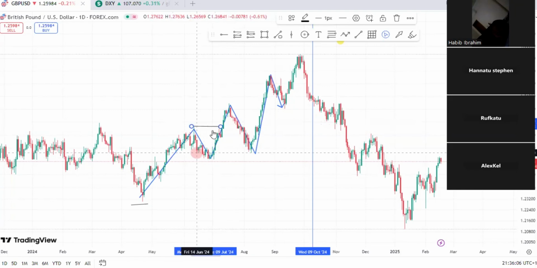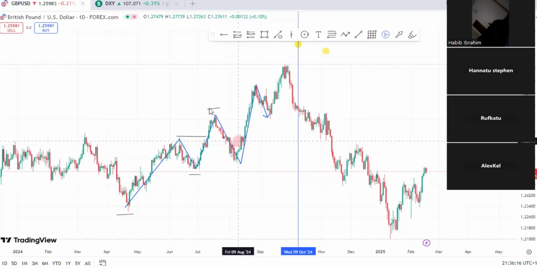So after breaking this structure here, what you have here is a new structure. Now when it happens like this, what you expect price to do is a pullback. Anytime price goes in the opposite direction that you're expecting it to go, they call that move a pullback. So you expect price to do a pullback before it will move again and take out this range.